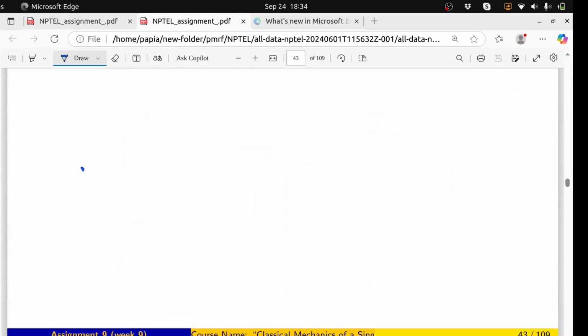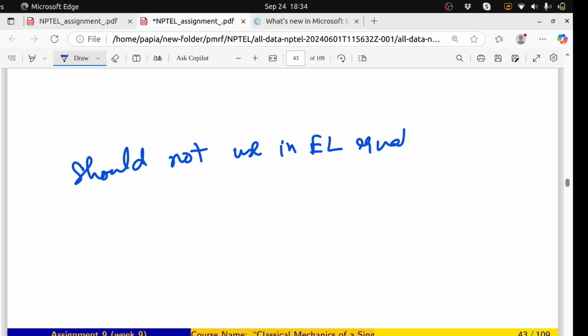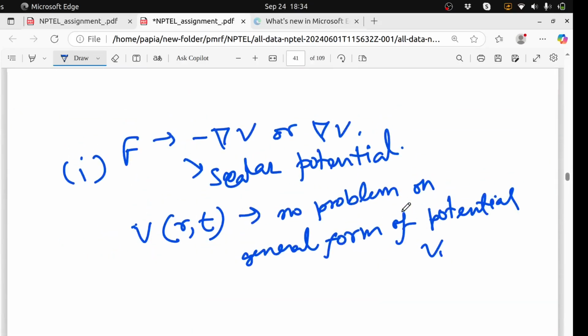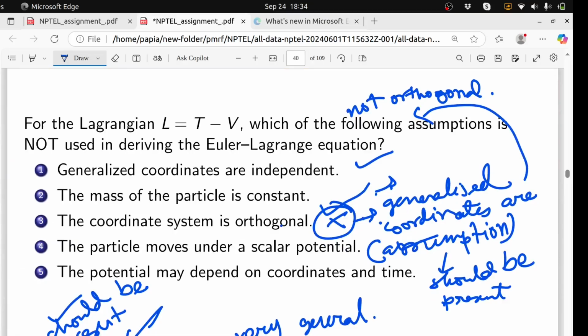So which one should not be used in the EL equation? The thing is that the coordinates are orthogonal, because obviously in general form they are not orthogonal, so we don't need this information. So the answer of this question is 3, because they are saying that it is not used. Okay, so that is this.